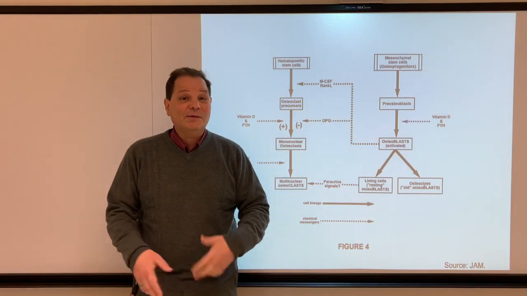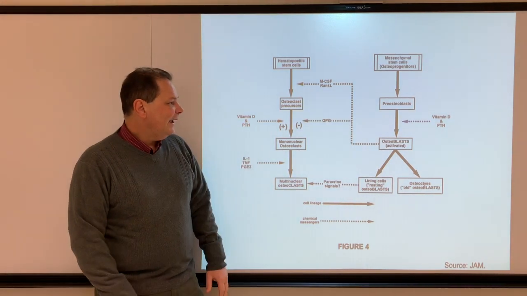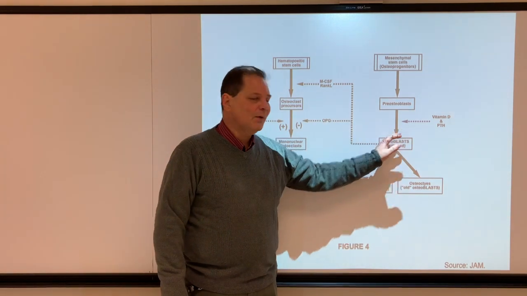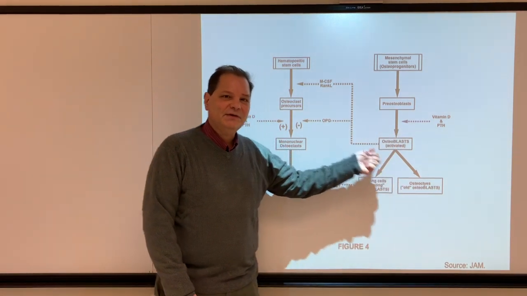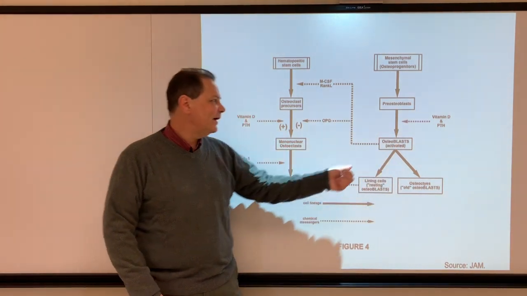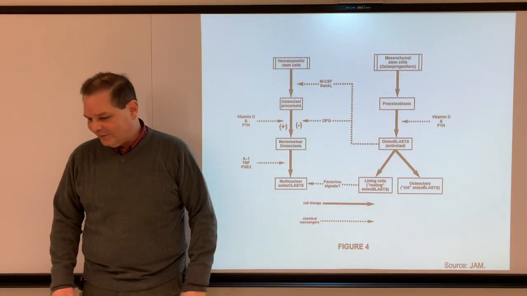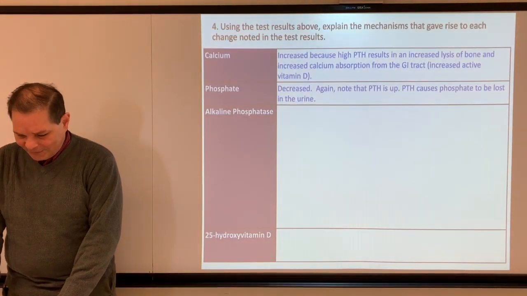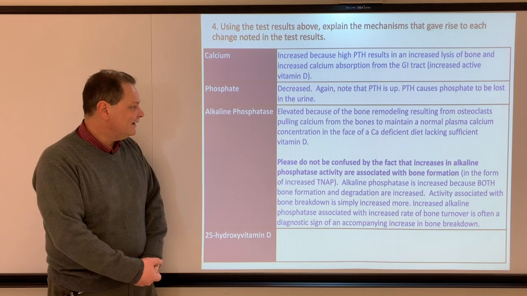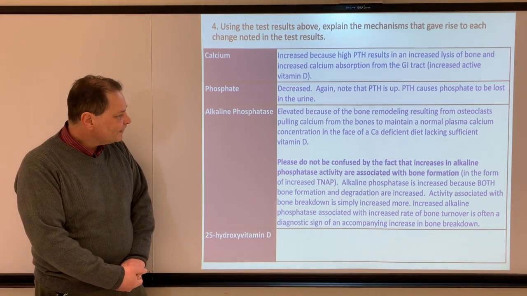At the same time, you get more bone turnover. And because there's more bone turnover, that is more formation, at the same time you're getting more breakdown, you get high alkaline phosphatase activity. So we would anticipate alkaline phosphatase would be elevated, and it is, all right?